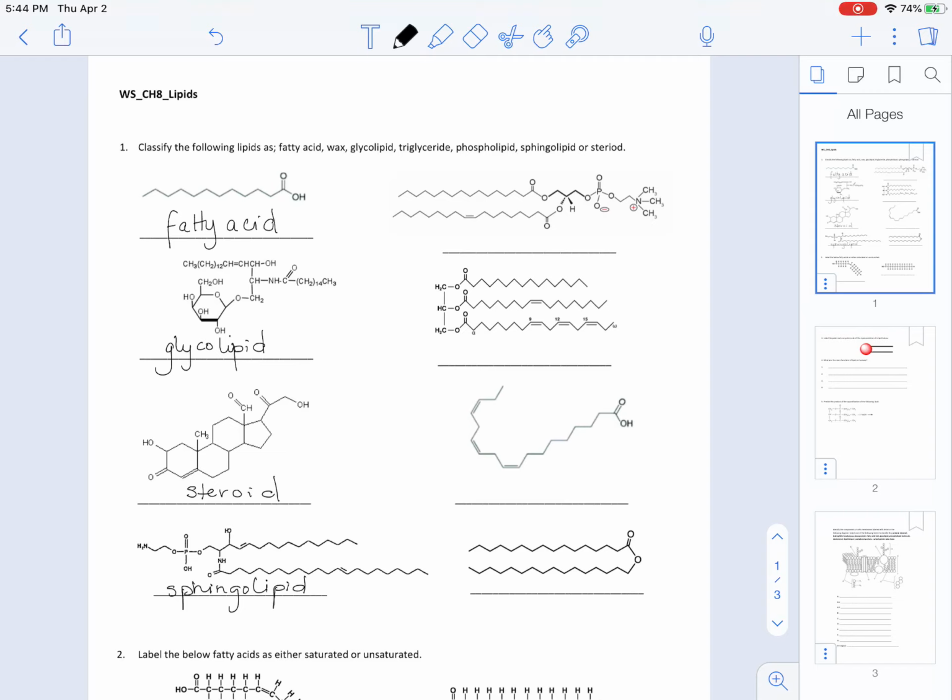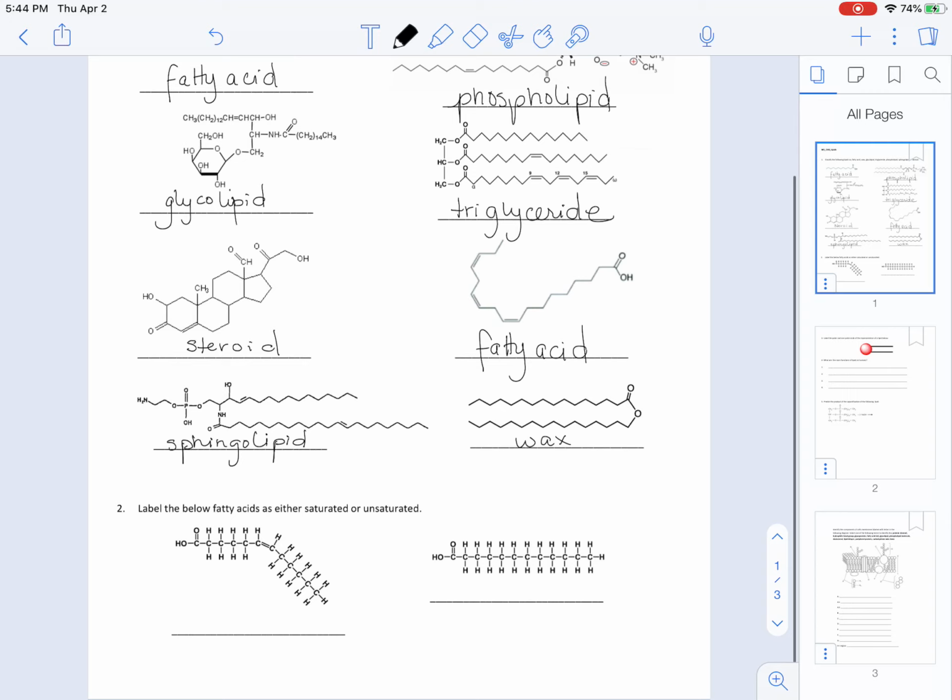In the next column, the first molecule that we have is a phospholipid. The second molecule in the second column is a triglyceride. The third molecule in the second column is another fatty acid. The last molecule in the second column is a wax. Let's move on to problem 2.